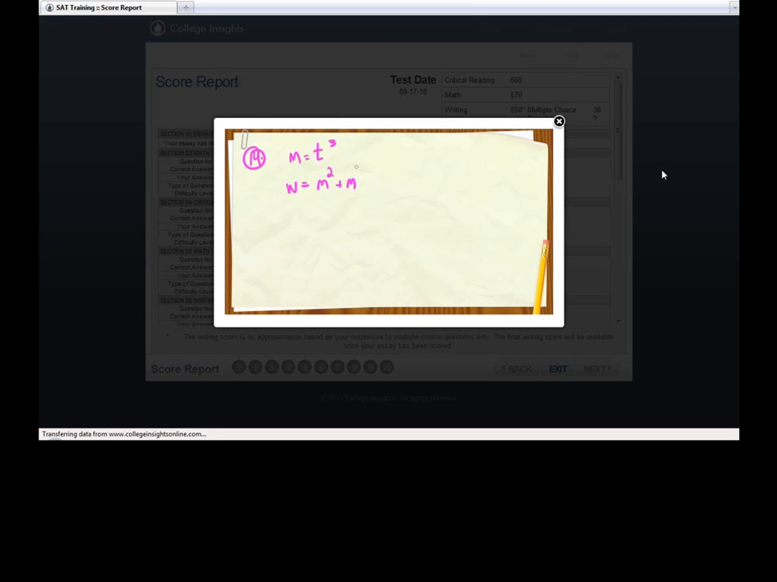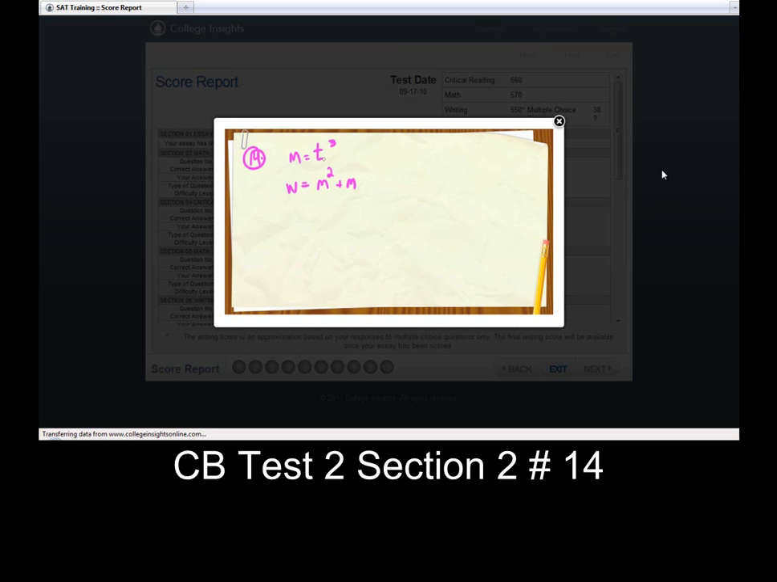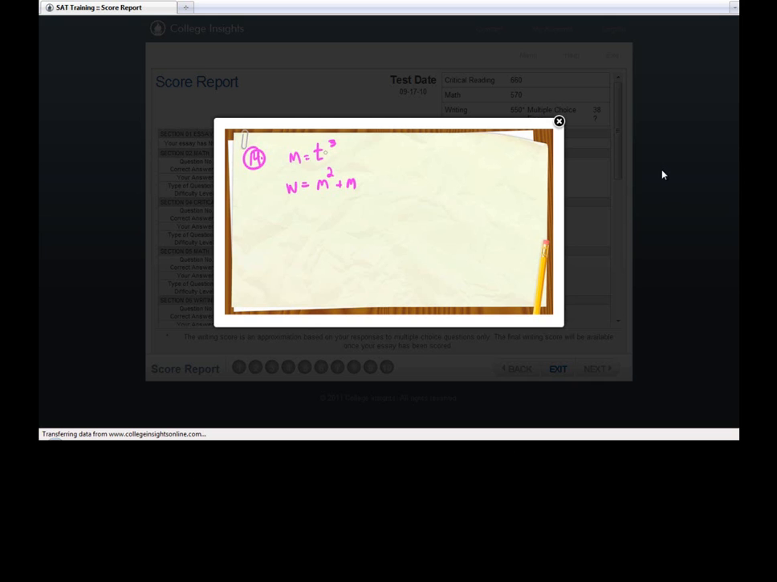Question 14 is a great plugging in question because we have variables in the answer choices. So when I plug in my numbers for t here, I'm going to make t small because I don't want to cube a big number. So if t were to be 2, and it tells us that m is going to be 2 to the 3rd power, which is 8, and then w is going to equal 8 squared, which is 64, plus 8, which is 72. And since we're trying to find w in our answer choices, we're going to circle 72.